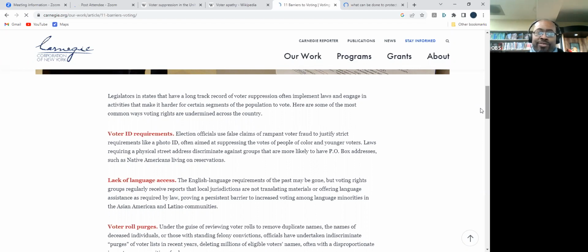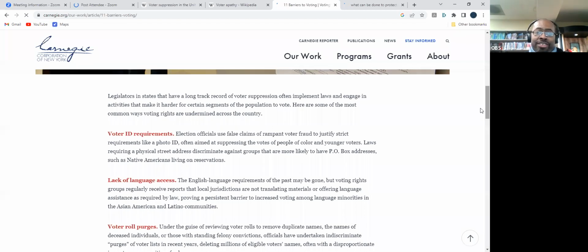Because keep in mind, for a good part of the history of this country, it was prohibited for African Americans to actually read and write. So when they enacted these literacy tests, there was no way that a person of color would be able to pass it because they had no formal education. Legislators in states that have long track records of voter suppression often implement laws and engage in activities that would make it harder for certain segments of the population to vote.